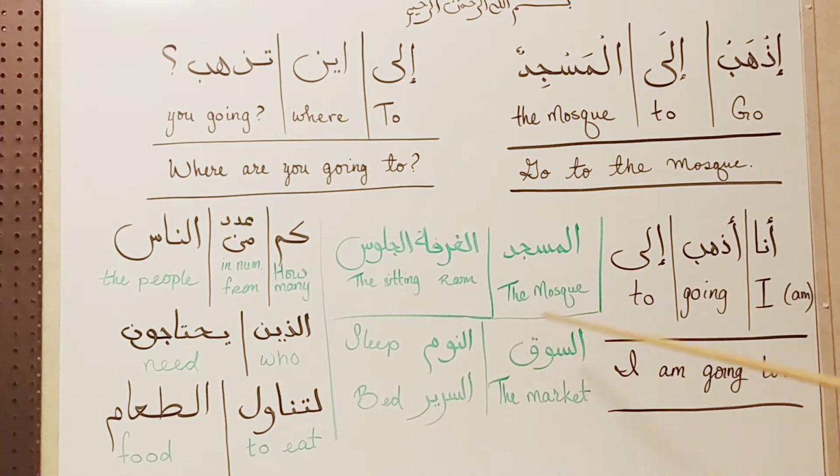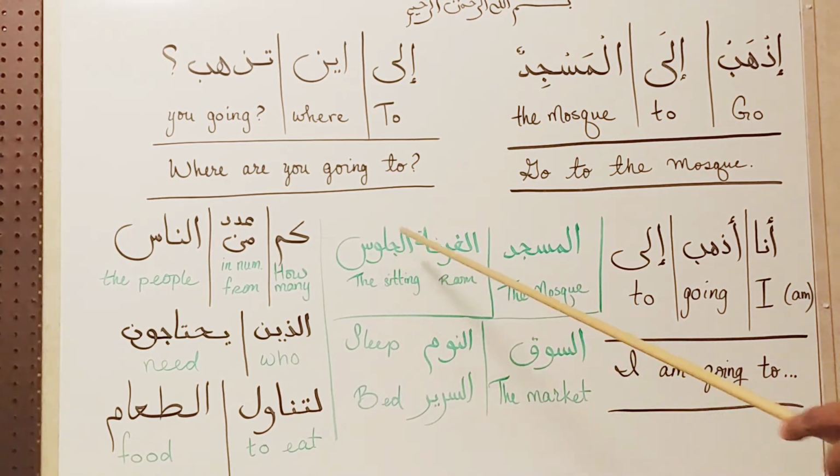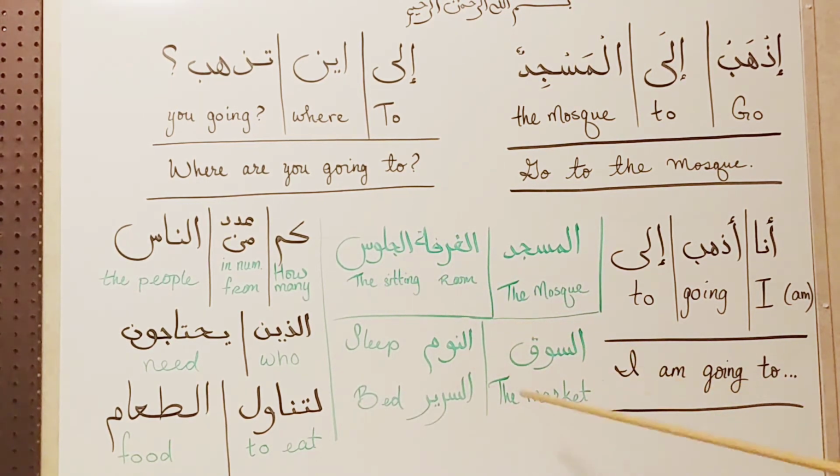Or if you're not going outside of the house, أنا أذهب إلى غرفة الجلوس. I'm going to the sitting room. In a lot of cases, we call it the living room. أنا أذهب إلى غرفة الجلوس. I'm going to the sitting room.